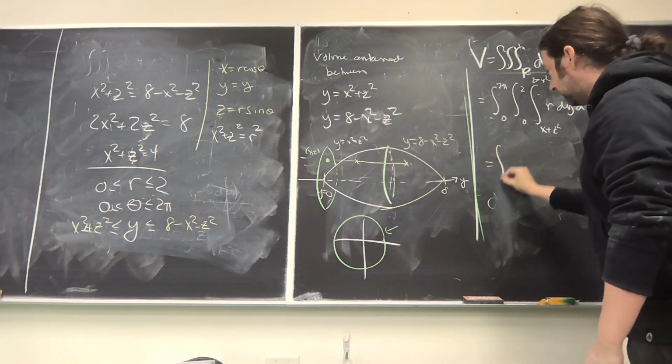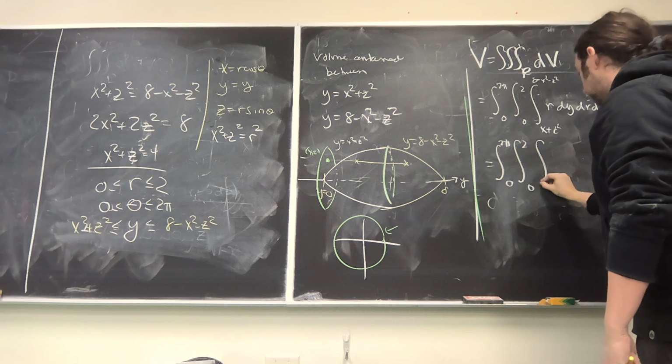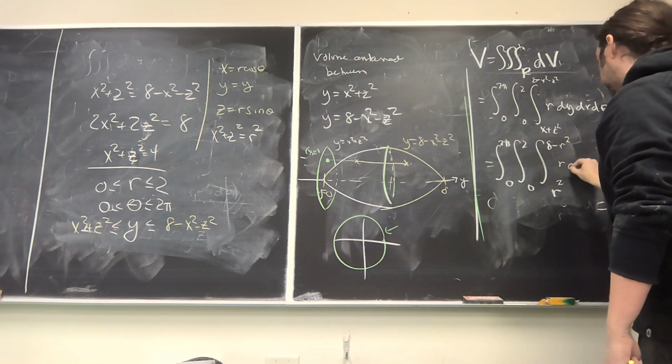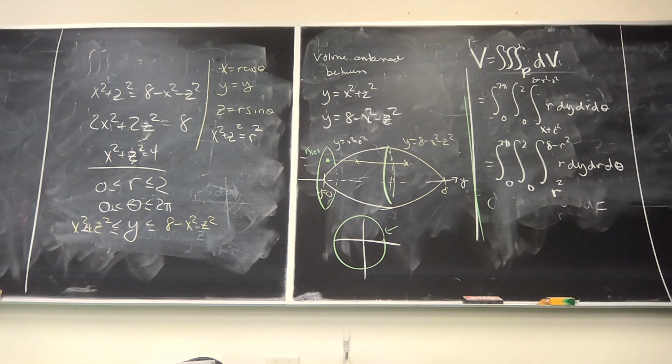could have written this as the integral from 0 to 2 pi of the integral from 0 to 2 of the integral from r squared to 8 minus r squared r dy dr d theta. So the natural way to do this question is in these coordinates, because you get these really nice limits of integration when you do it this way.